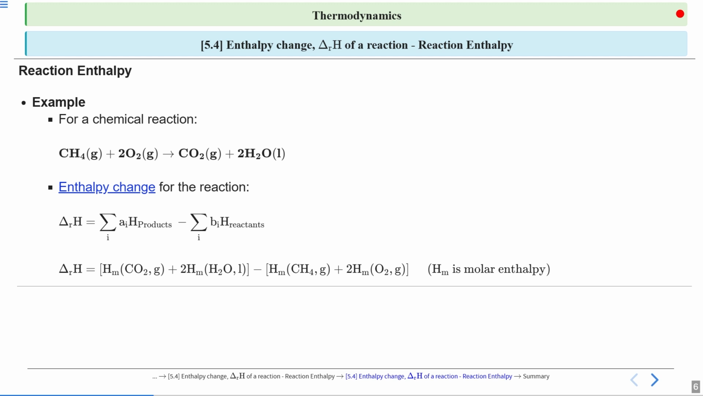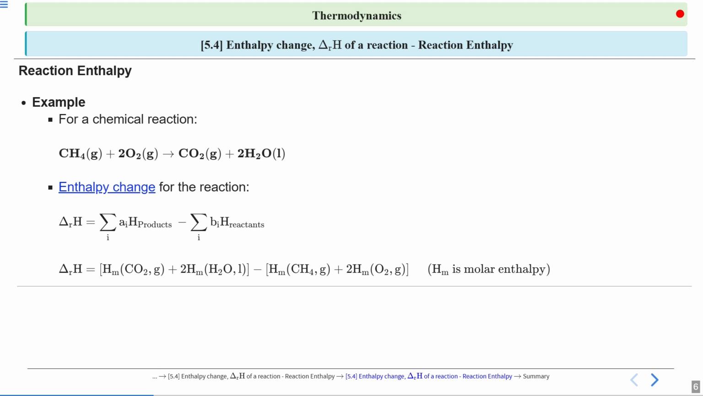Now this is multiplied with 1 because carbon dioxide has a coefficient of 1 in the balanced chemical equation, if you see. What about water? So water has coefficient as 2. So we have to multiply the molar enthalpy of water, of the liquid water, with 2. So this is total for the product part. Just enclose it in a square bracket minus.